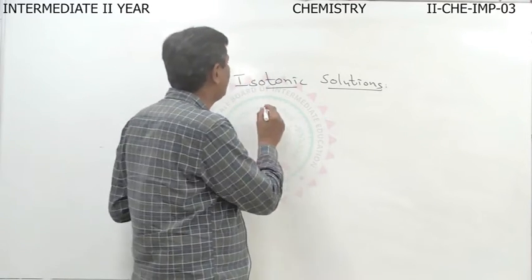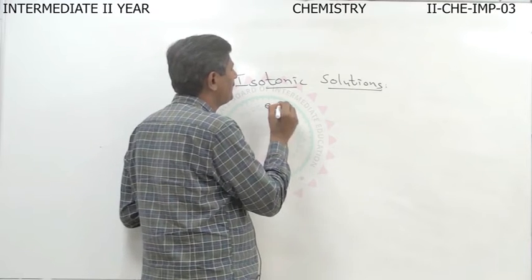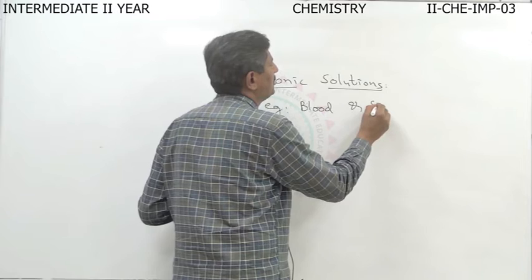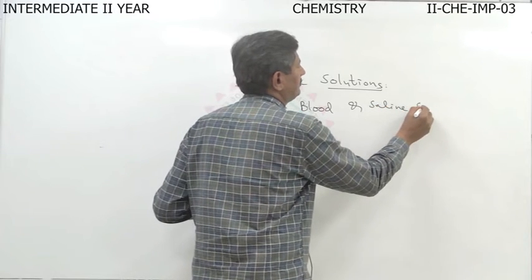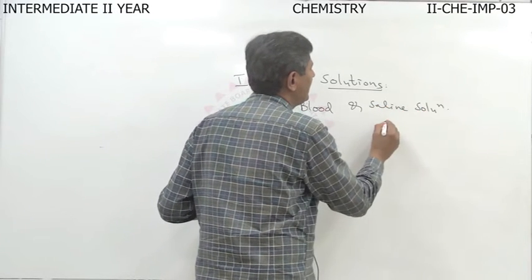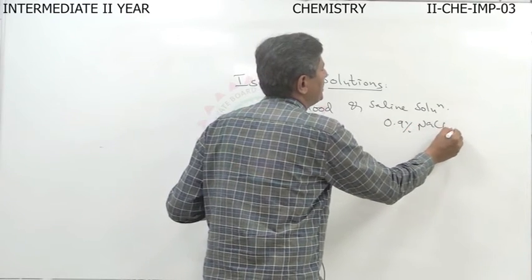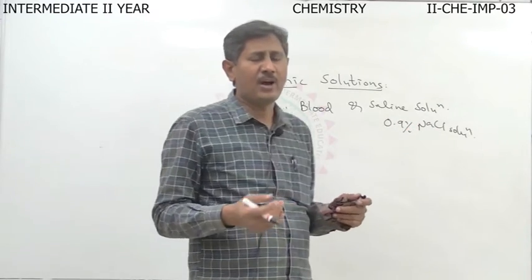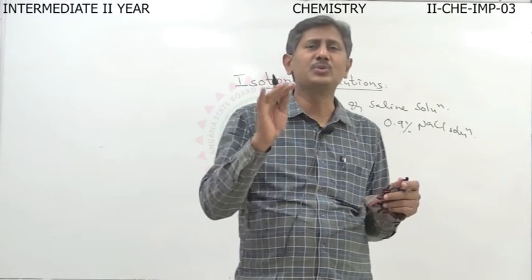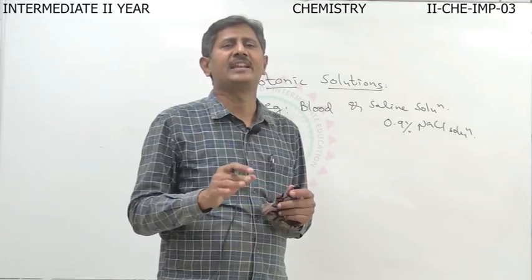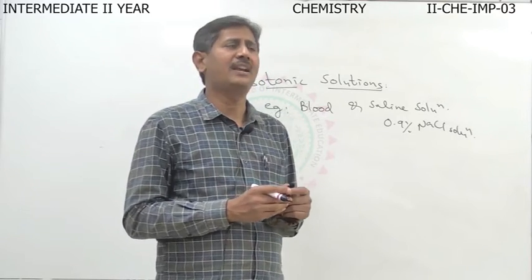So what is the example of isotonic solution? Blood and saline solution. What is the saline solution? 0.9% sodium chloride solution. So now how do we define isotonic solutions? The two solutions which have the same osmotic pressure at a given temperature are called what?